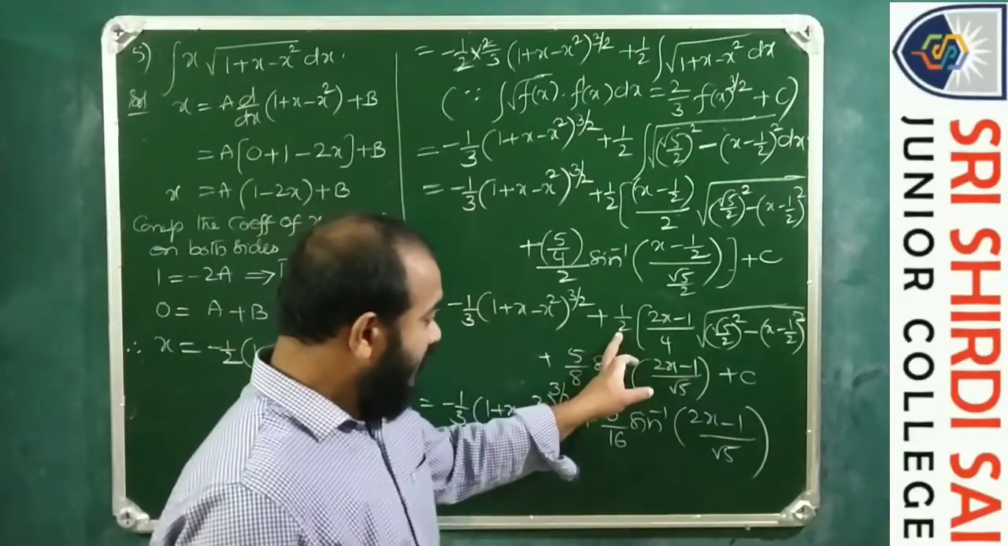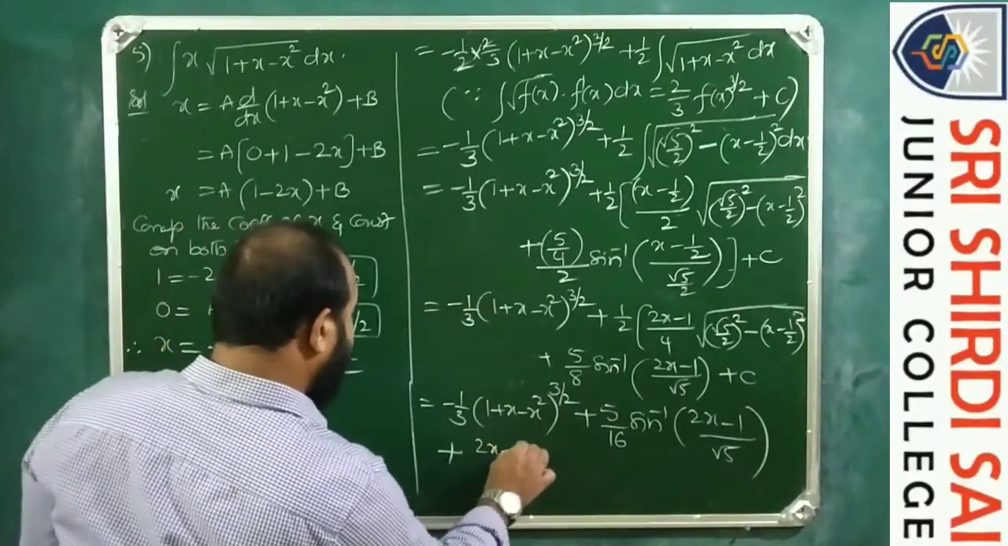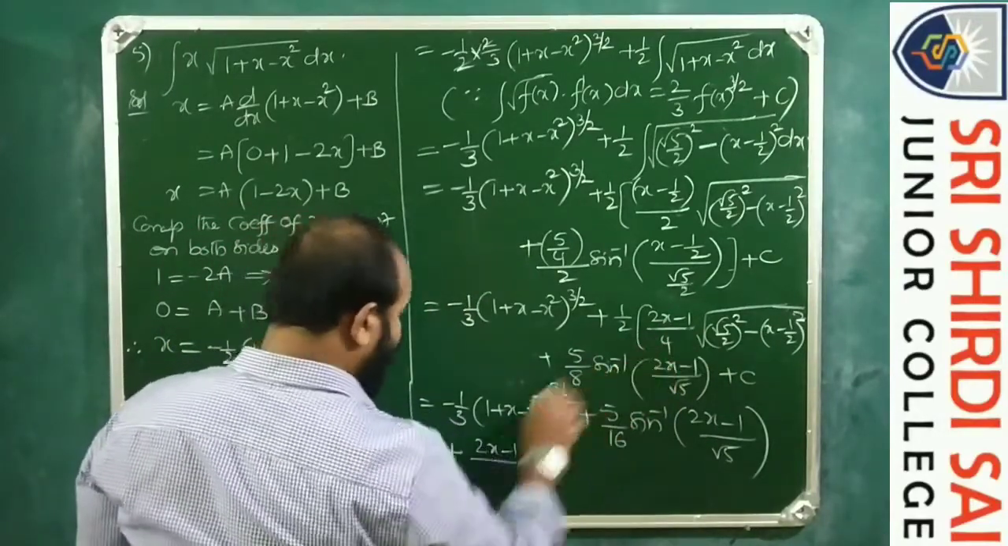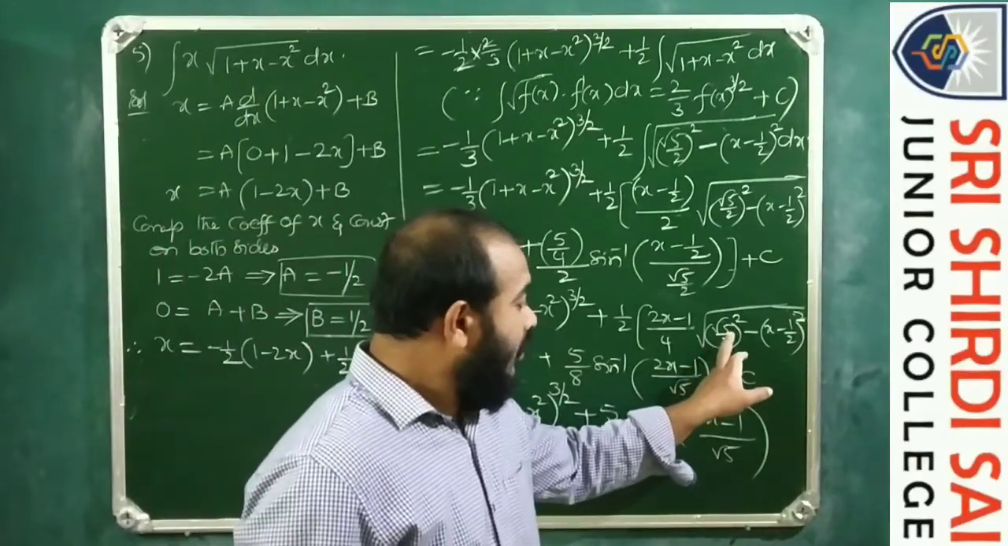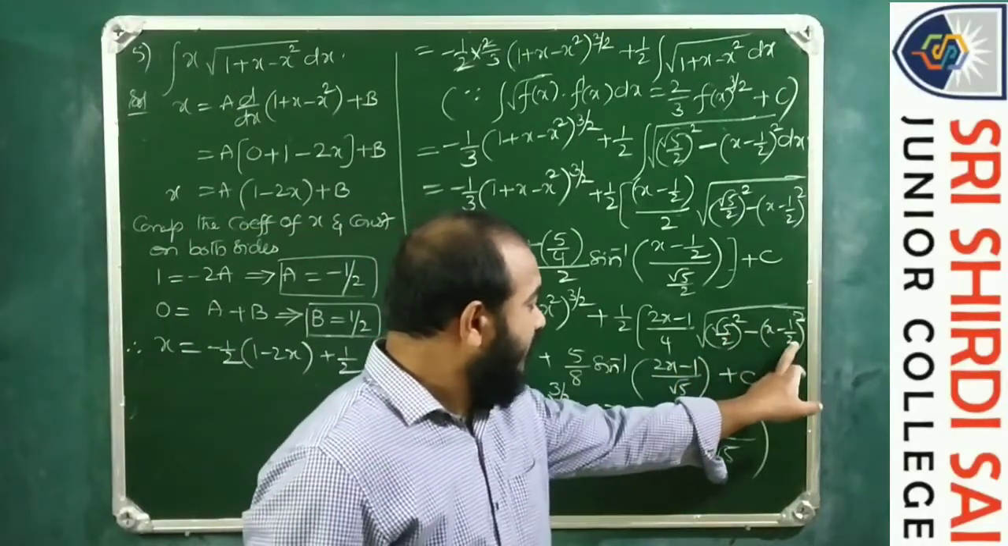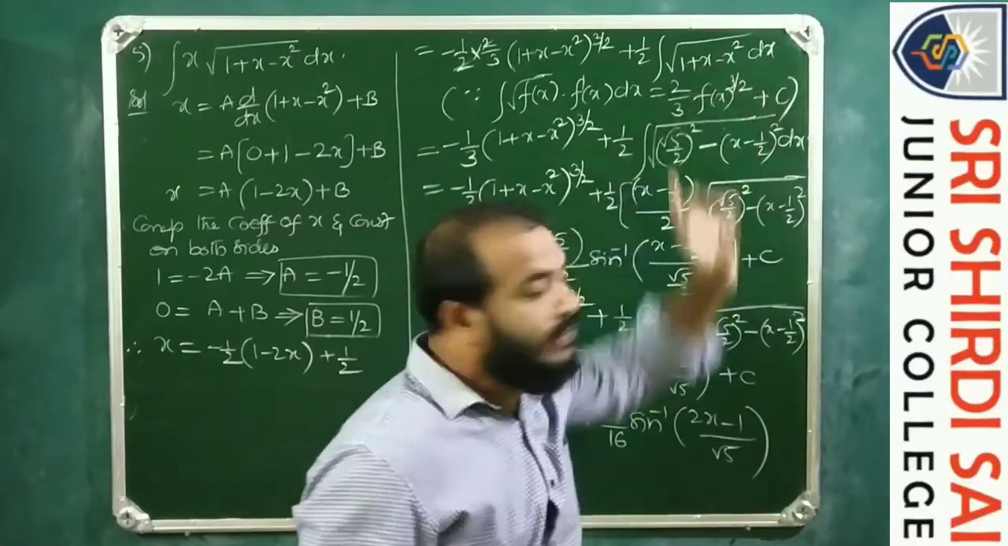so this is 1 by 2 into this. So 2x minus 1 by 4, 2 fours are 8, into root of root 5 by 2 whole square minus x minus 1 by 2 whole square, which is this, 1 plus x minus x square.